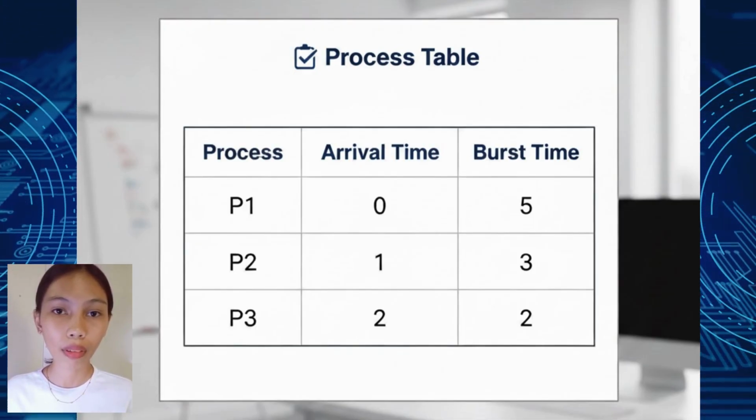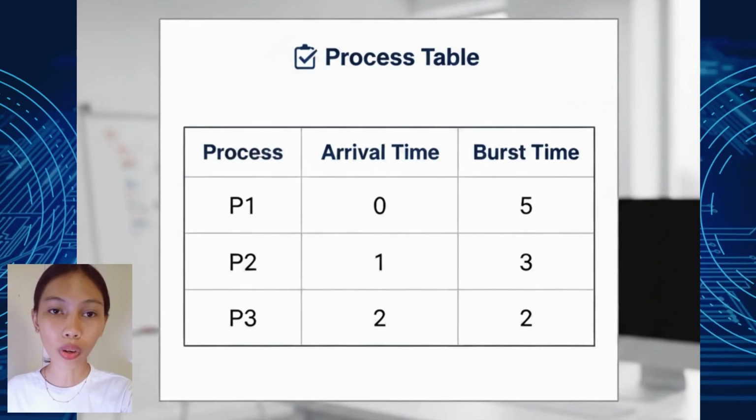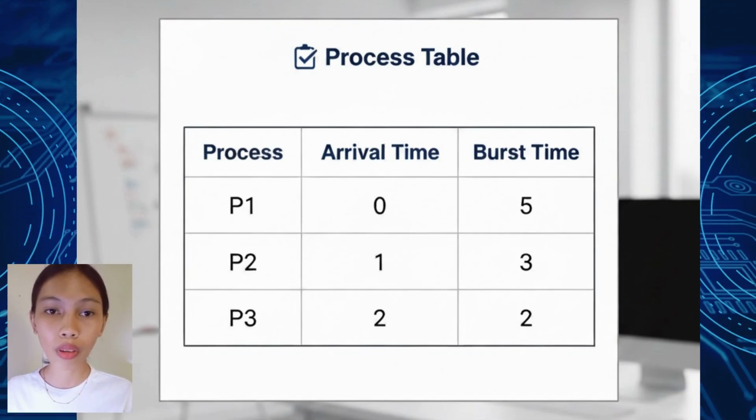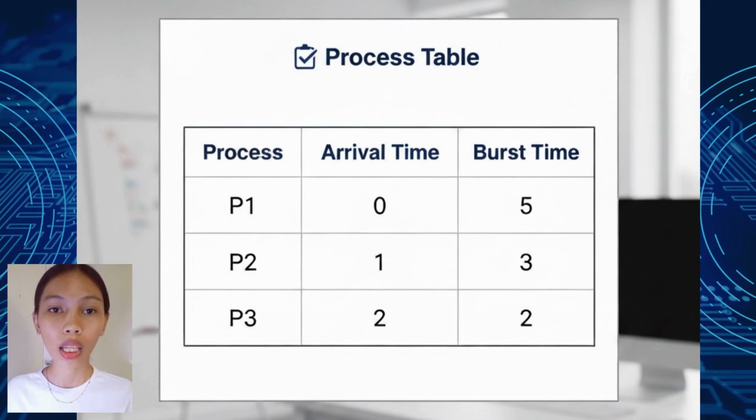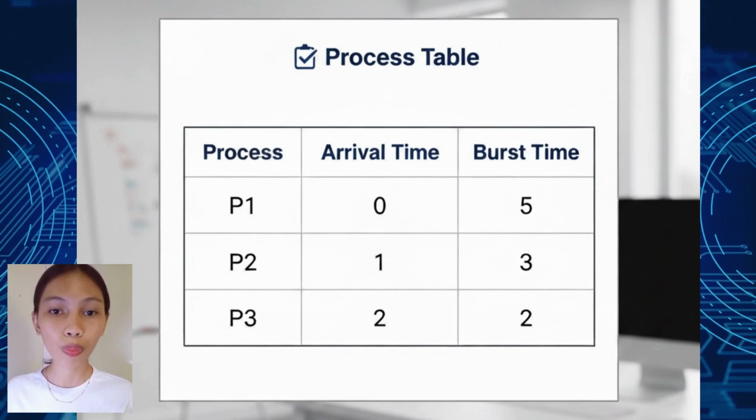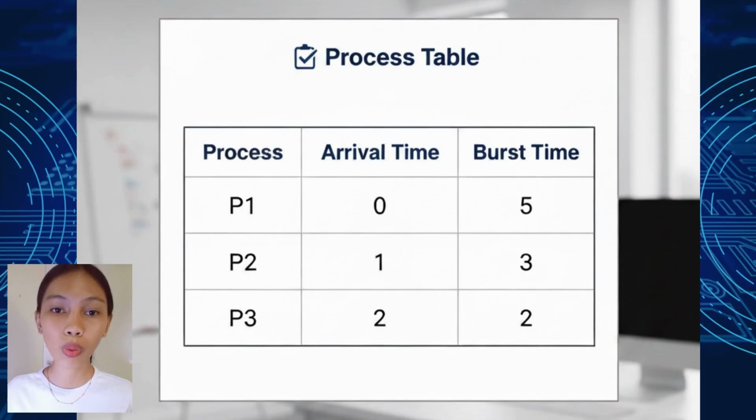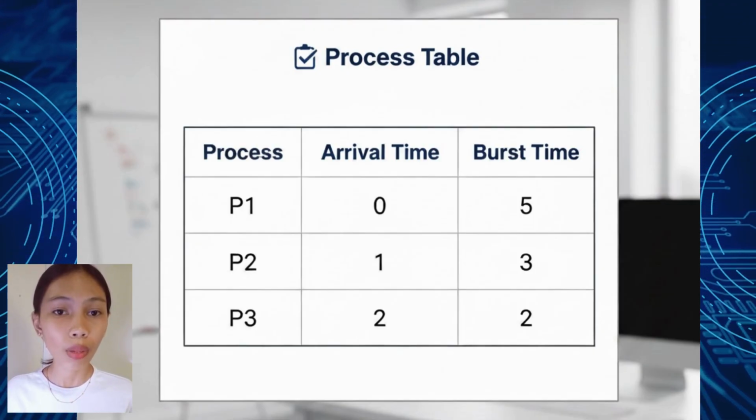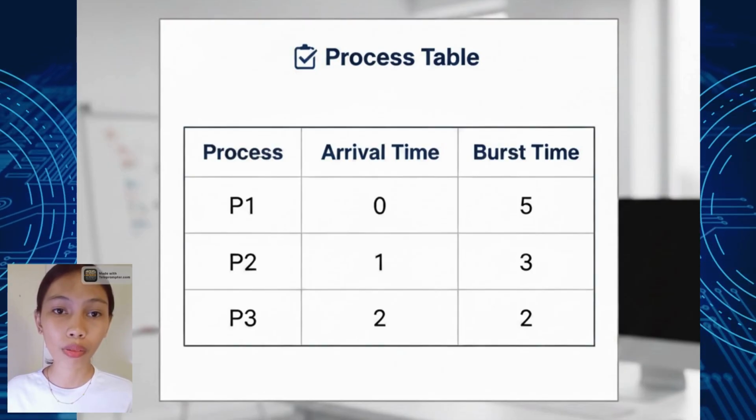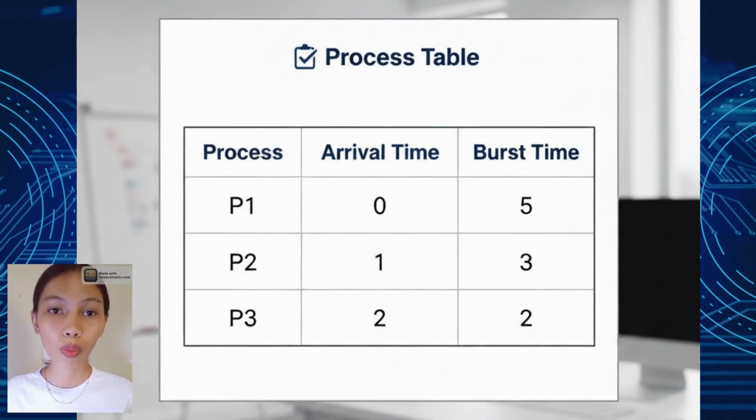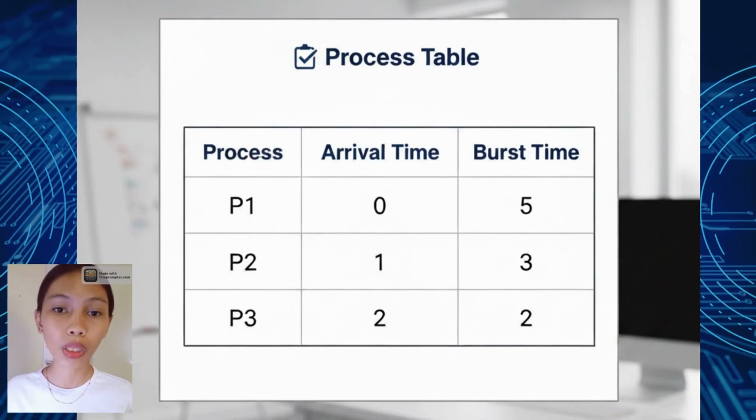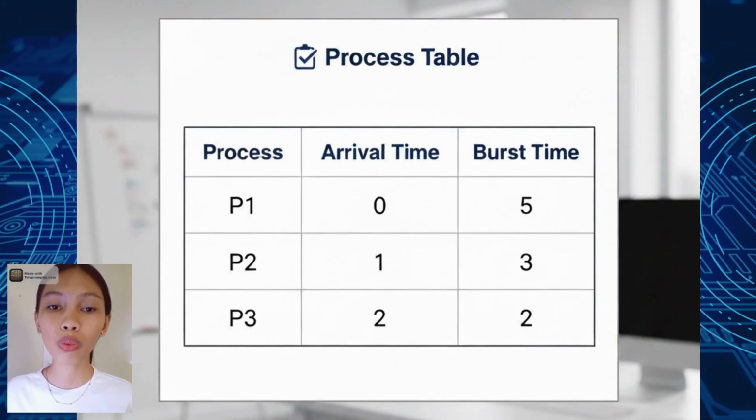Since FCFS schedules processes based on arrival time, the CPU will execute them in the order they arrive. So P1 arrives first at time 0, which means it will be executed first. Even though P2 and P3 arrive while P1 is running, they must wait because FCFS is non-preemptive. Next, P2 arrives at time 1, so it will be executed after P1 finishes. Finally, P3 arrives at time 2 and will run last.